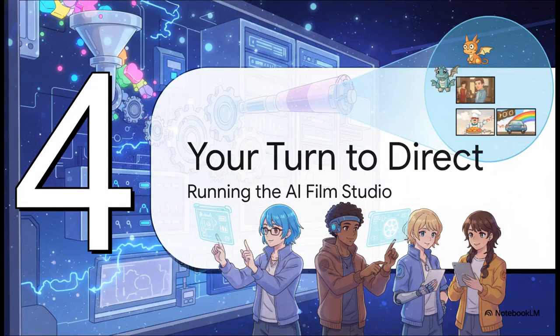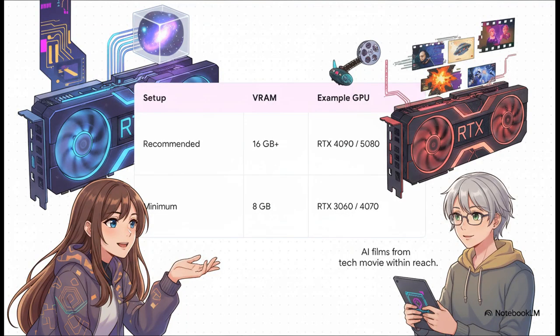So, are you feeling inspired? If you want to try running this AI film studio for yourself, let's quickly look at what you'd need. Yeah, this kind of local AI generation requires some serious hardware. The recommended setup is a high-end GPU with at least 16 gigabytes of VRAM. Think something like an RTX 4090. But it is possible to run it on a card with 8 gigs of VRAM like an RTX 3060, which definitely keeps it within reach for a lot of hobbyists out there.